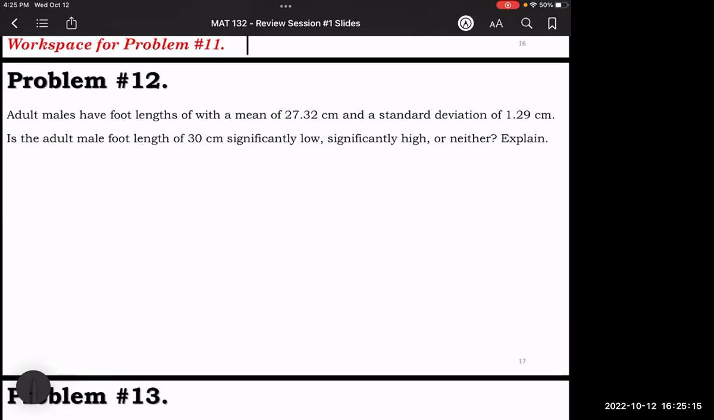Okay, so let's look at problem 12. Problem number 12 states that adult males have foot lengths with a mean of 27.32 centimeters. The "of" shouldn't have been there. And a standard deviation of 1.29 centimeters. Is the adult male foot length 30 centimeters significantly low, high, or neither?